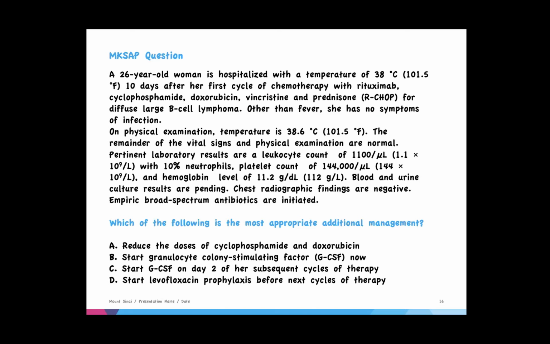A, reduce the doses of cyclophosphamide and doxorubicin, which is the treatment she's getting. B, start GCSF now. C, start GCSF on day 2 of the subsequent cycle of therapy. And D, start levofloxacin prophylaxis before the next cycle.